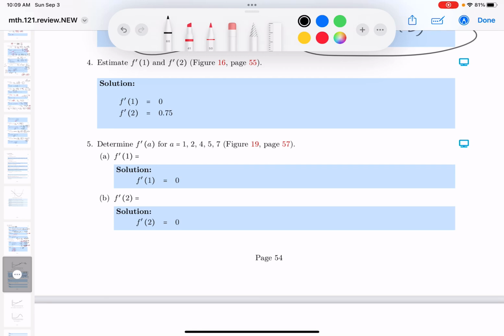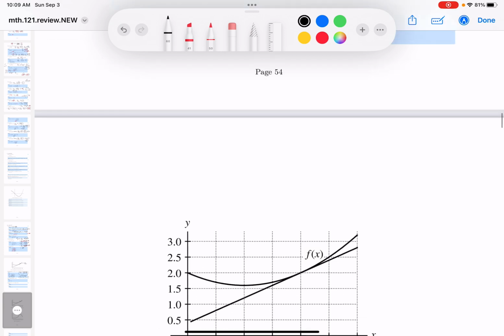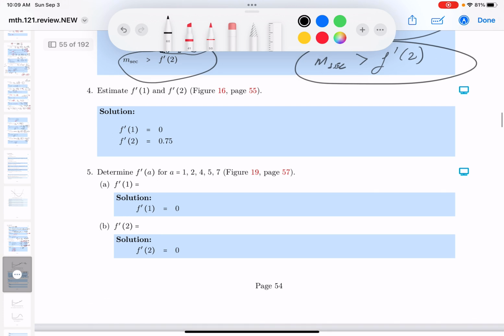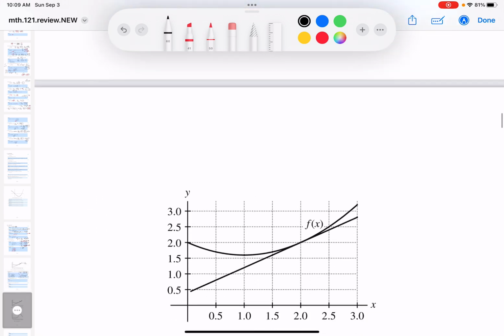All right, estimations sometimes can be quite difficult if you're looking at a picture and you understand it. We're looking at figure 16 at page 55. And they say I got to go back and read it. Let's take a look. Figure 16, page 55, F prime at 1, I'm sorry, right over here.